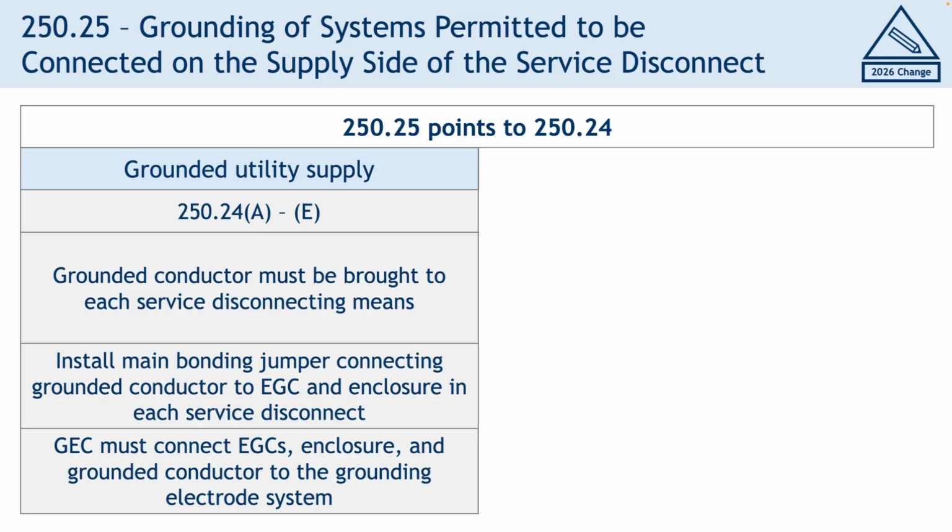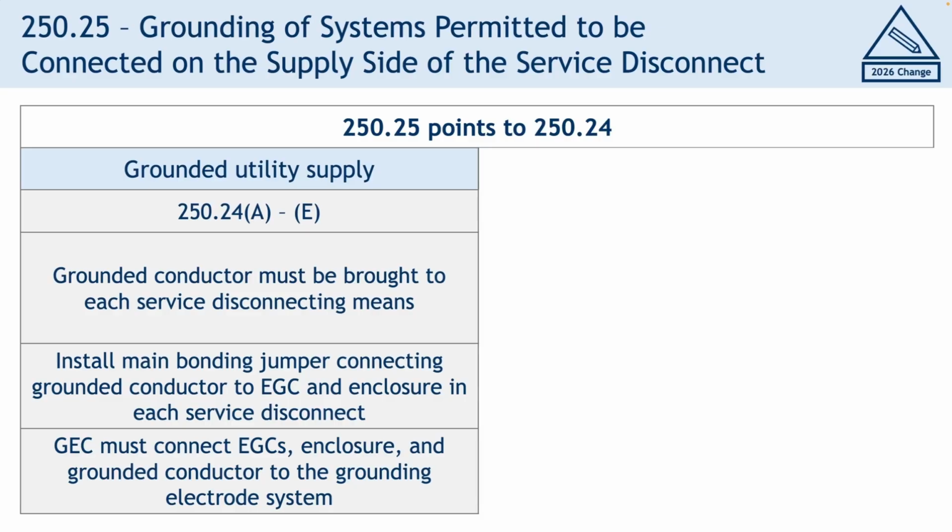You don't necessarily have to run it to the inverter, but you have to bring it to that power source service disconnect. You have to install a main bonding jumper connecting the grounded conductor to the EGC and the enclosure in each service disconnect. This is a requirement for any grounded system. The main bonding jumper is different than the grounding electrode conductor connection. The grounding electrode conductor connection can be anywhere between that service disconnect and the service drop. However, the GEC has to connect the EGCs, the enclosure, and the grounded conductor to the grounding electrode system.